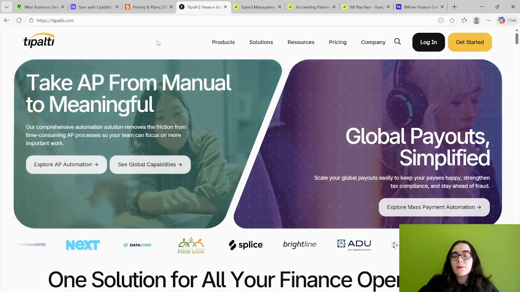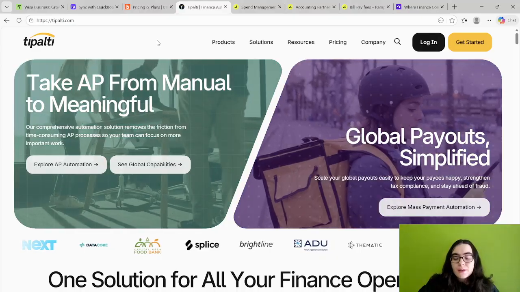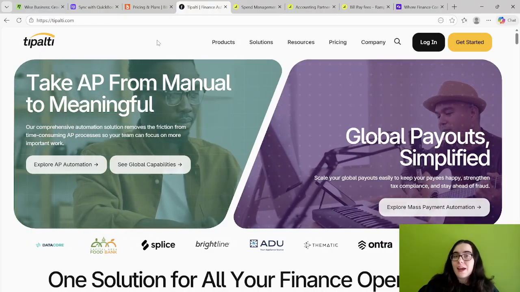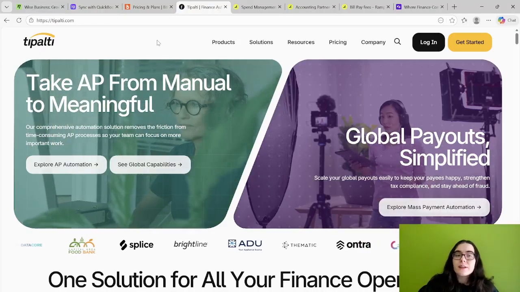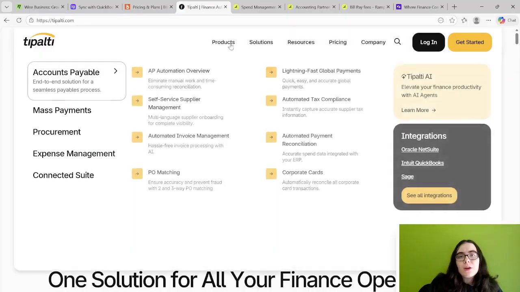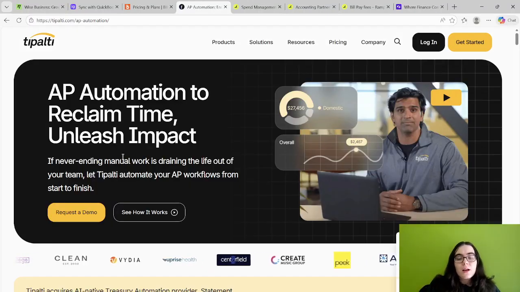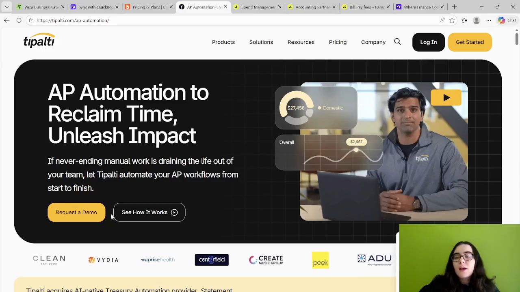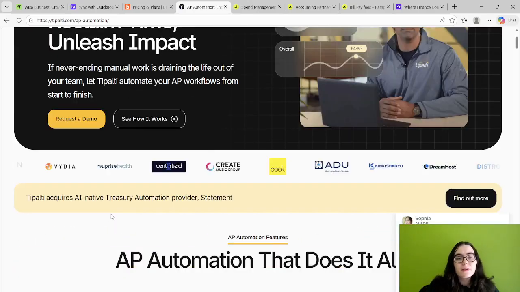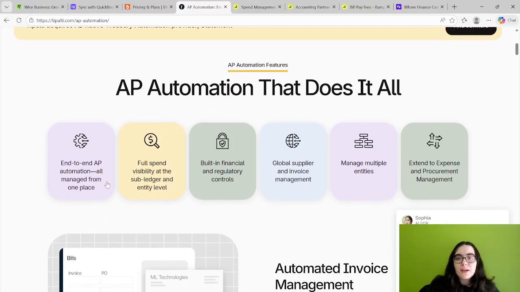Now we're going to take a look at Tipalti. This one focuses solely on accounts payable. So this isn't for you if you're looking for something that manages both AP and AR, but it does have really robust features for payables. They have AP automation, which can save you manual input and save time, reduce errors, all of that. So, yeah, they say end to end AP automation.